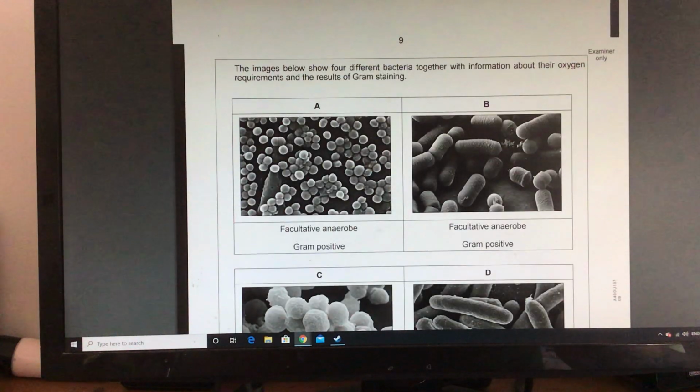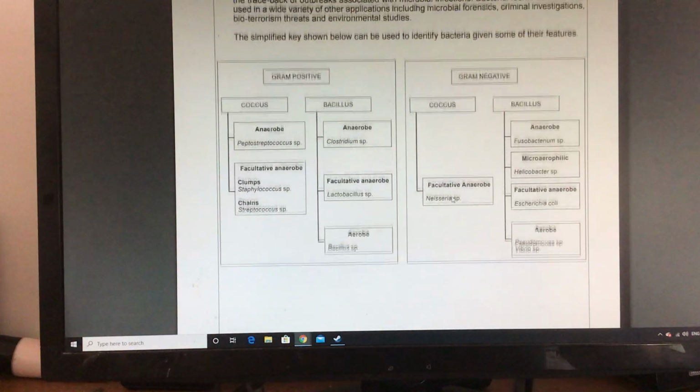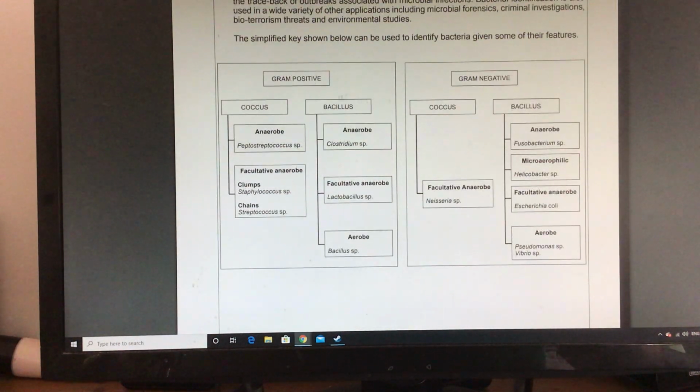The second one here, B, it's a rod, it's a bacillus. It could potentially be linked together, but let's have a look at what we get to. Gram-positive, facultative anaerobe, and it's a rod shape. So gram-positive, we're on that side, it's a bacillus, and a facultative anaerobe. So here we go, we've got a bit of yogurt, a lactobacillus in the making.